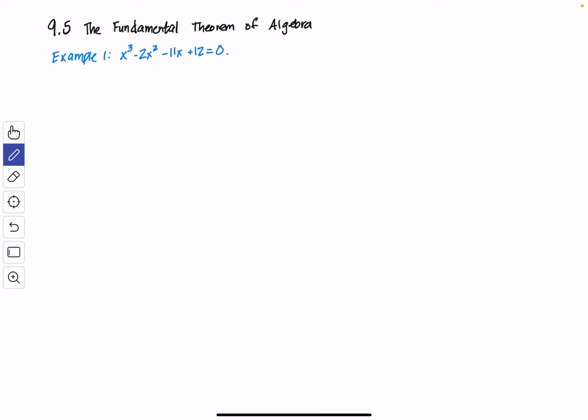And that answer could be a whole number. It could include something with a radical. It could be like a fraction, like what we've seen when we use the quadratic formula. And it can even have imaginary numbers.